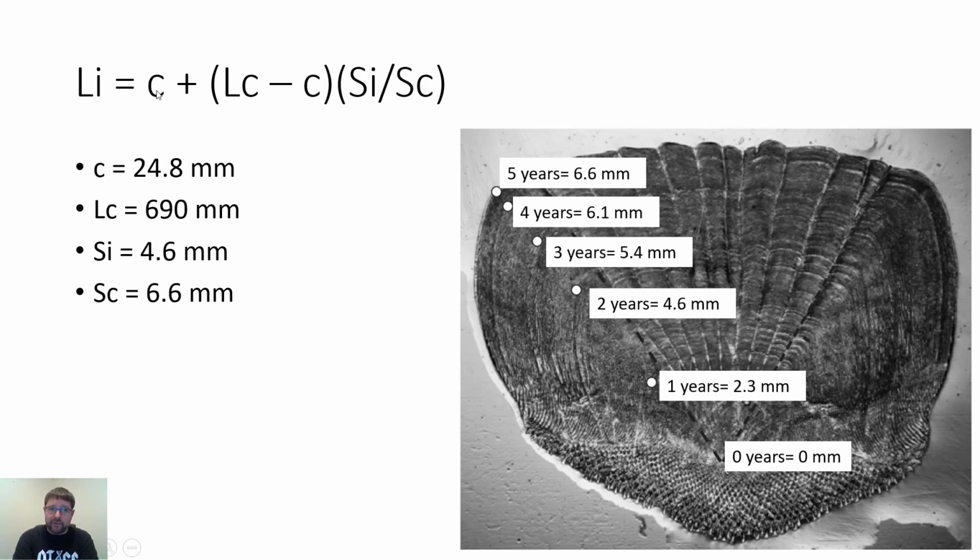24.8 millimeters, C. 690 millimeters is my length at capture. 4.6 is the distance to the second annuli. And 6.6 is the distance from the focus to the edge of the scale. By knowing that, I can back calculate the age of this fish. At 2 years old, this fish was 470 millimeters, give or take some.